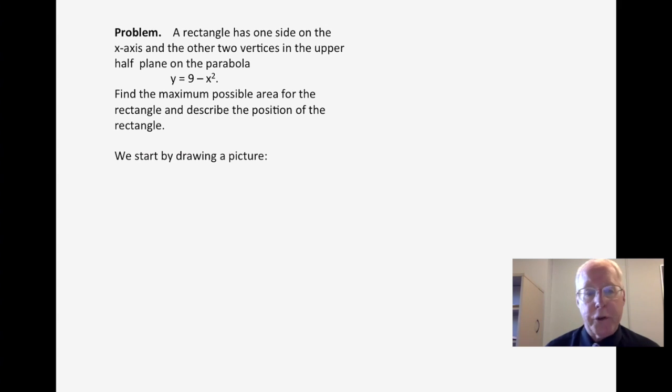So let's see how this works in a simple problem. So we're going to imagine a rectangle that has one side on the x-axis and the other 2 vertices are in the upper half plane and lie on the parabola with equation y equals 9 minus x squared. Let's find the maximum possible area for a rectangle of this sort and describe the position and say other features about the rectangle. So read the problem again and then pause the video and see if you can't draw a picture to go along with this problem.